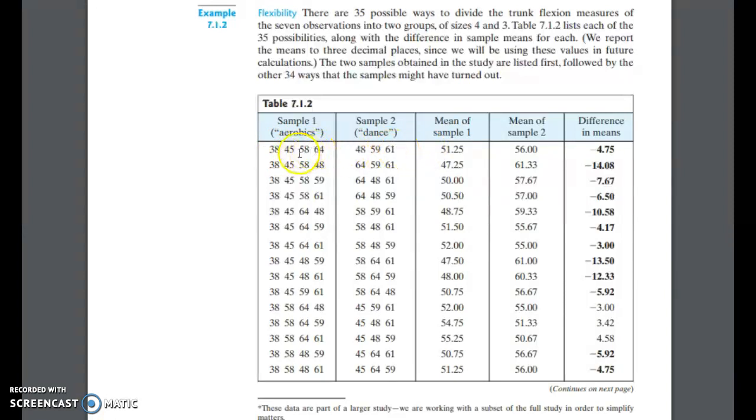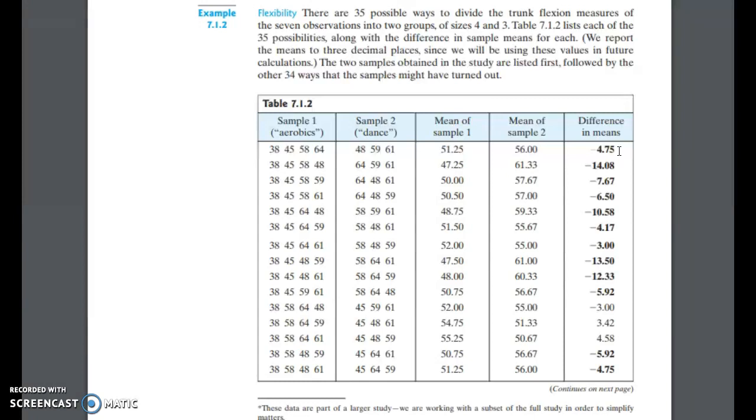We took the mean of the group of 4 aerobics. We took the mean of the group of 3 dance. We find the difference of the mean, and this number right here, negative 4.75, is the actual difference within our data. So the real question is, that's one data set and it has a sample size of 7, which is extremely small.